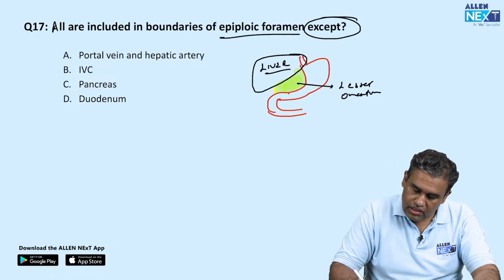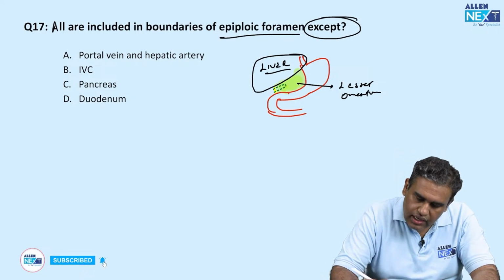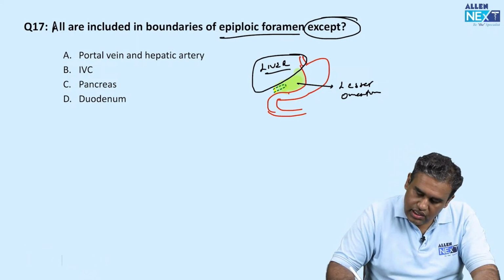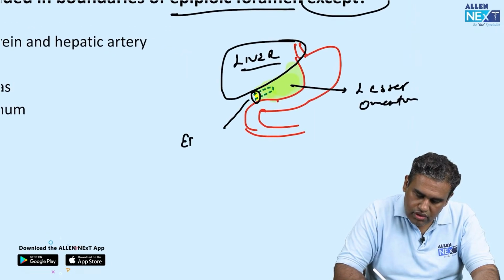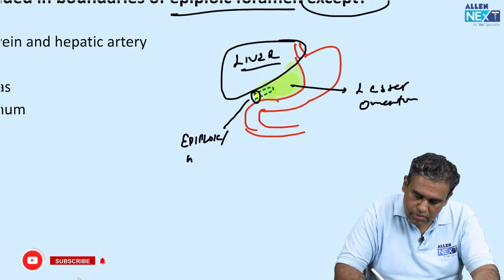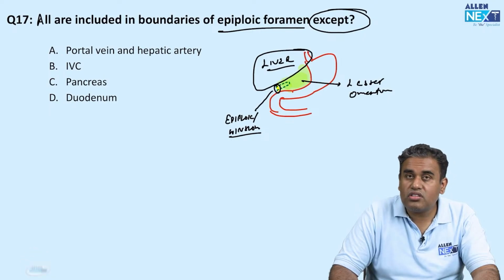Now what happens is that if you insert your finger behind the right margin, your finger can go inside, right? And this area over here, if you zoom in, is what is known as the epiploic foramen, or the foramen of Winslow. Now what will be the boundaries of it?